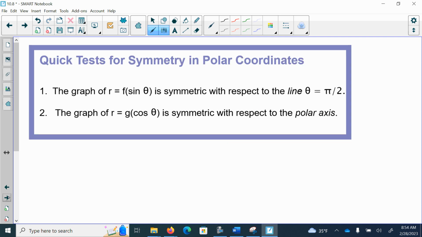So what you're usually going to do, when I see the graph of sine, is that anything that has a sine in it is going to be symmetrical with the line theta is equal to pi over 2. Anything with cosine in it is going to be symmetrical with the line of the polar axis. So what that means is that if I have sine in there, when I go to graph it, the left and the right sides will look the same. If I'm graphing a cosine function, that means the top and the bottom will look the same.